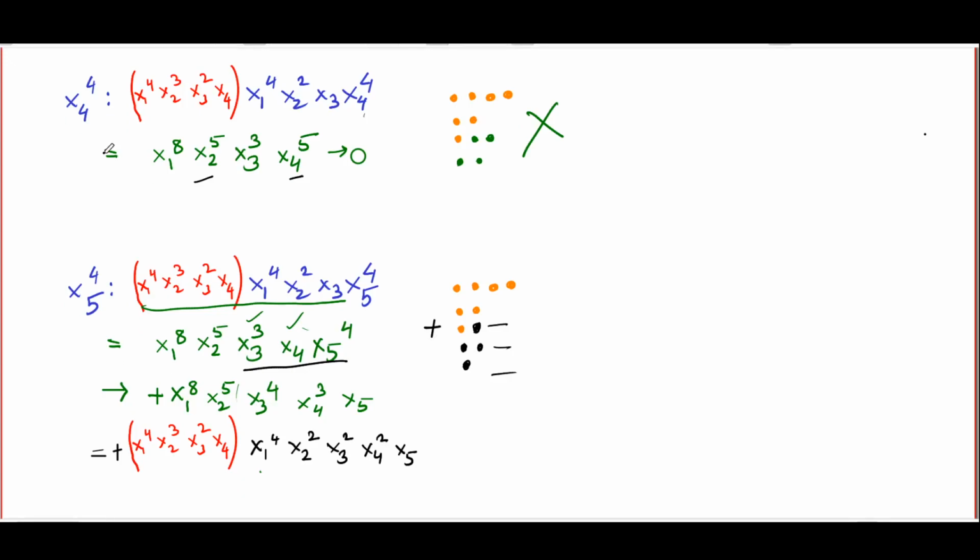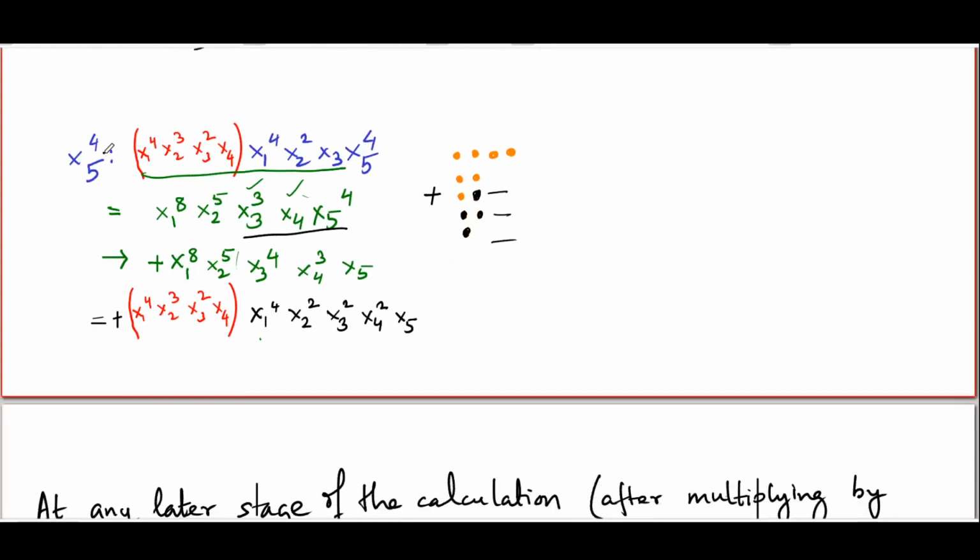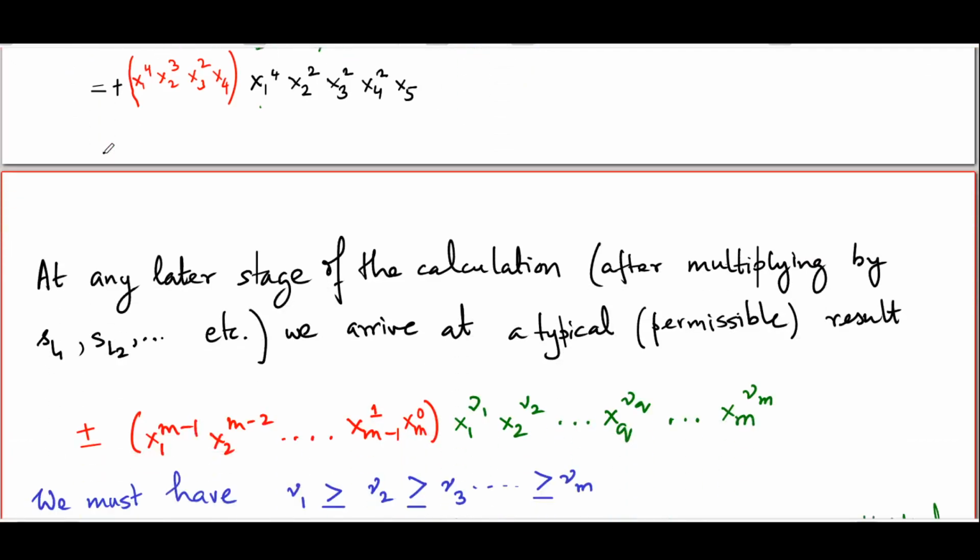With this example under our belt, let us now take a look at a more general situation. So we are considering a case where we had m pieces to our partition, and at any later stage of the calculation, after we have multiplied by SL1, SL2, etc., we have arrived at a typical and permissible result. That is, the original term x1 to the m minus 1 xm to the 0 has been multiplied by nu 1 powers of x1, nu 2 powers of x2 all the way down to nu m powers of xm. And we are going to focus on a particular x cube for the time being.